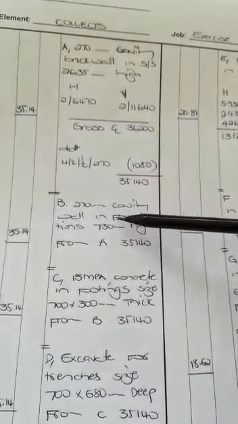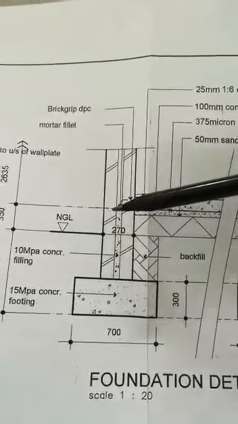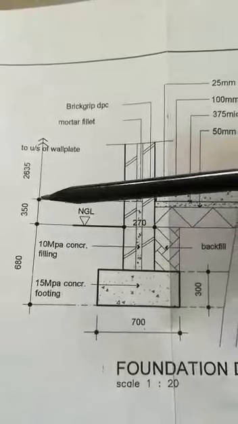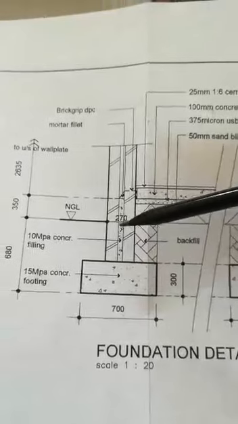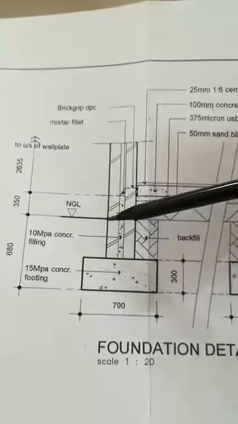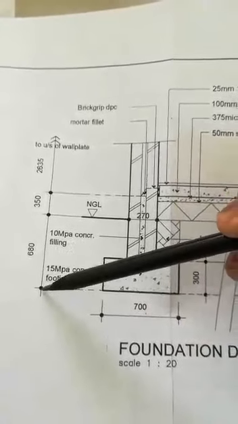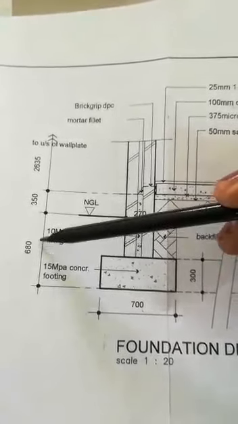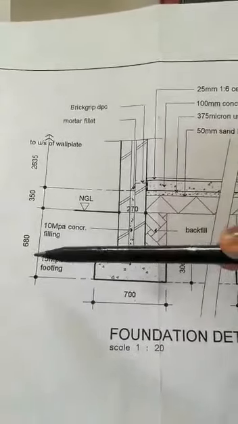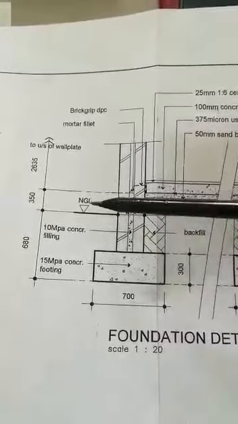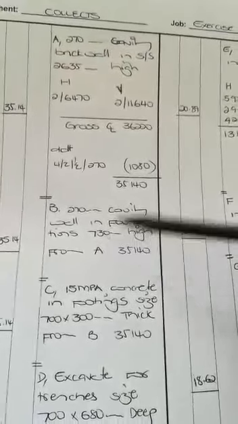We do the same thing for our foundation wall. Now we need to go back to our drawing and look at our foundation wall. We've been given that from the DPC to natural ground level is 350, and then we also need to determine the distance from natural ground level to the top of our footing. In this instance, from natural ground level to the bottom of our footing we have 680. Our footing height is 300, so if we minus 300 from that, we get 380, which we add to the 350, and that is how we get our 730, which is the foundation height.